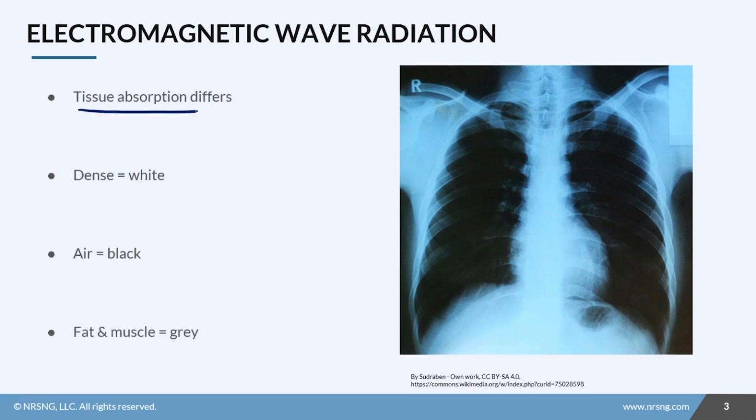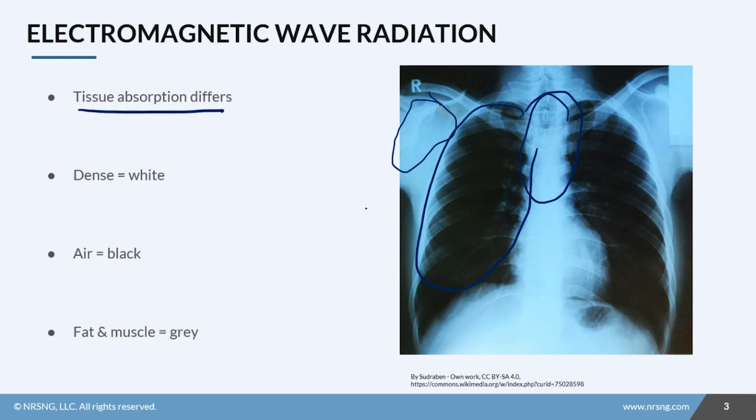So tissue absorbs electromagnetic waves differently, so they show differently on the X-ray picture. More dense tissue, like bones, for example, are going to show as white, like here. And then air is going to show as black, like in the lungs here. Fat and muscle show as more of that grayish color right here.